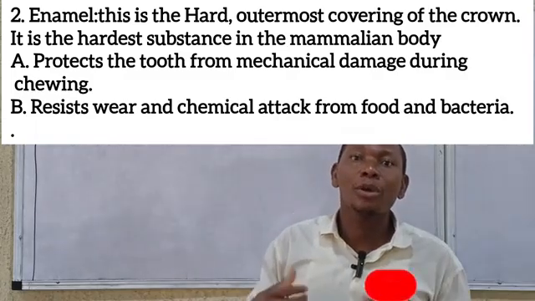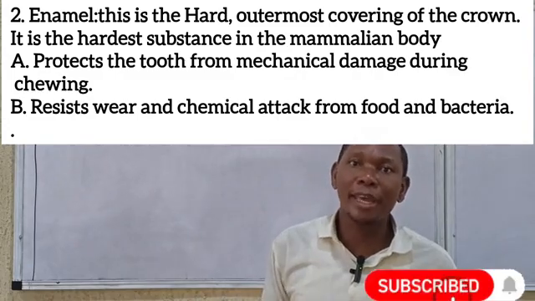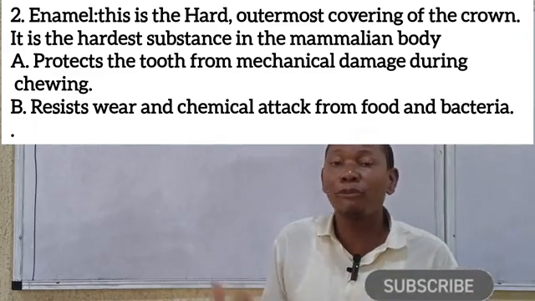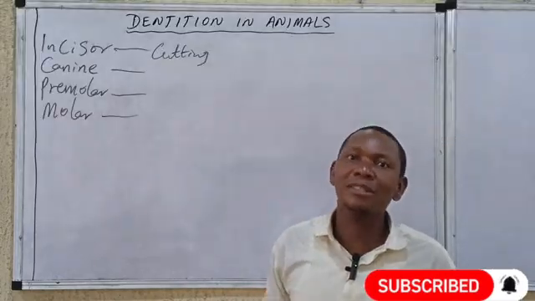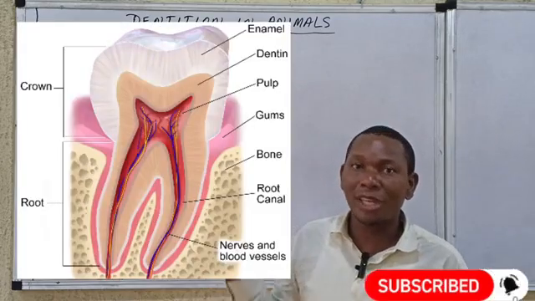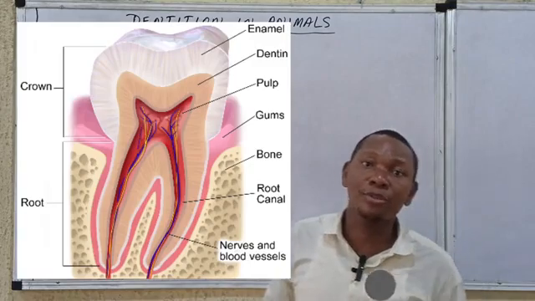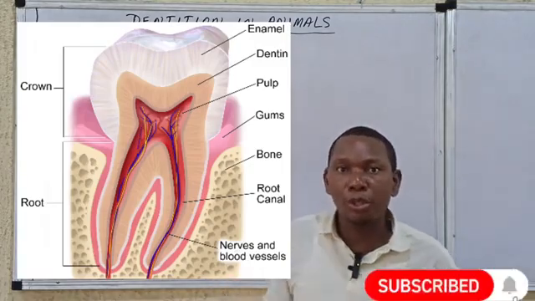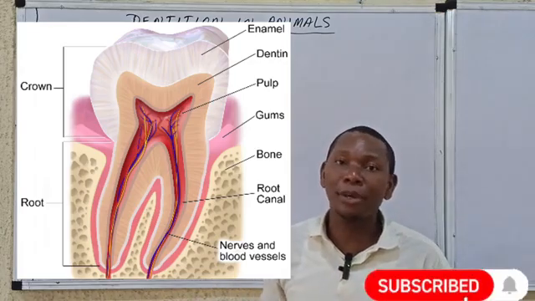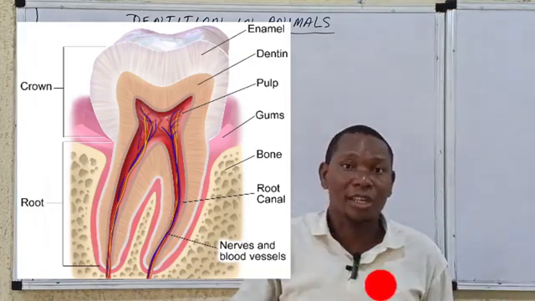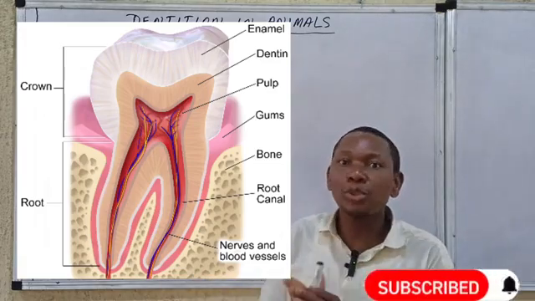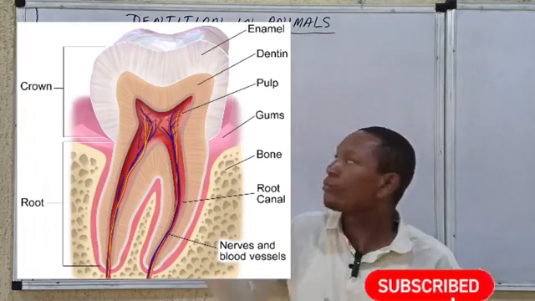This ability of the teeth to withstand wear, give mechanical support, and withstand attack from chemicals in your food and even bacteria is provided by the enamel of the teeth. Take note of that. The next structure, you can see the enamel of the teeth being displayed on the screen. Just below the enamel, we have the dentine. The dentine is actually below this enamel.